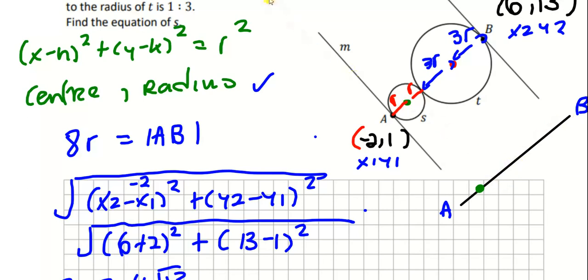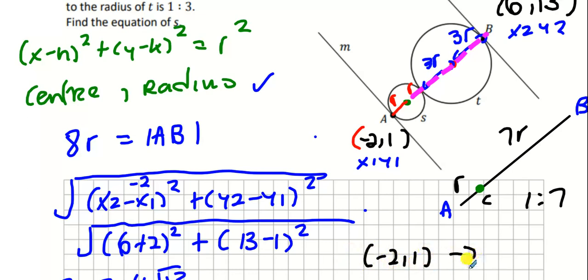Now, if you look at this distance here that I'm highlighting in pink, that'd be 3r, 3r, and r. That's going to be 7r. And the distance from A to the center would be 1r. That's a ratio of 1 to 7. C is 7 times further away from B than it is from A. So what I'm going to do is a translation here, so (−2, 1) getting transferred all the way up to (6, 13).